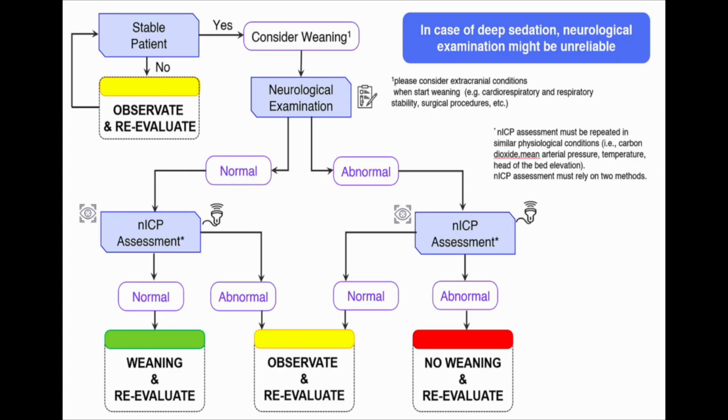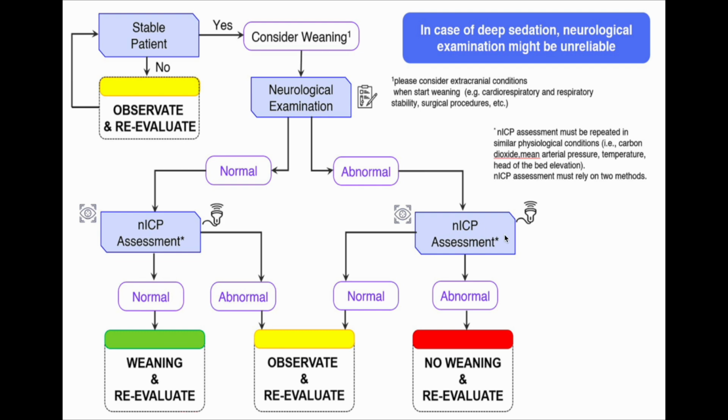Next is the algorithm for de-escalation of treatment when your CT is not available. So again, you observe the patient. If the patient is unstable, then obviously you continue with your management. If the patient is showing stability, then my plan will be to wean the patient. Then go for a neurological examination. If it comes out to be normal, then go for nICP assessment. If it is again normal, then you can wean.